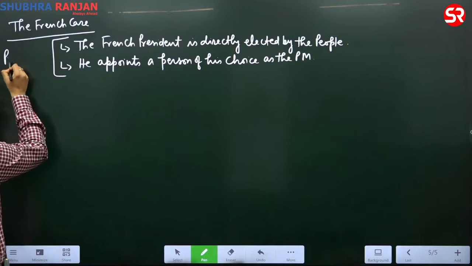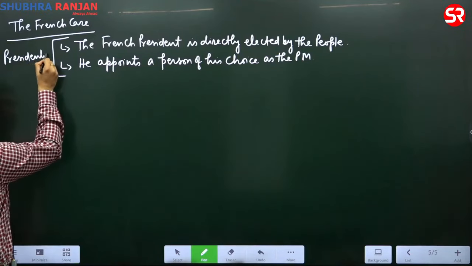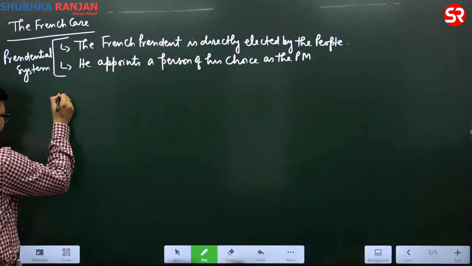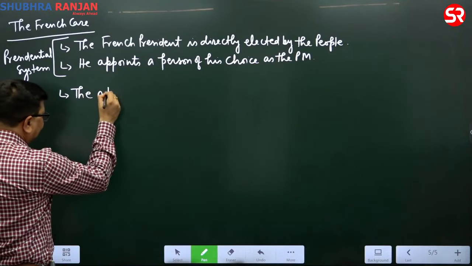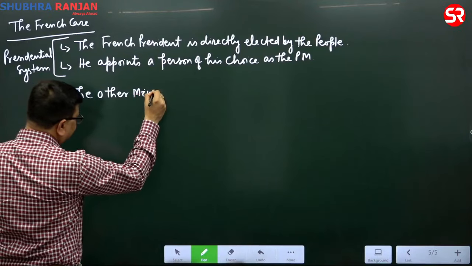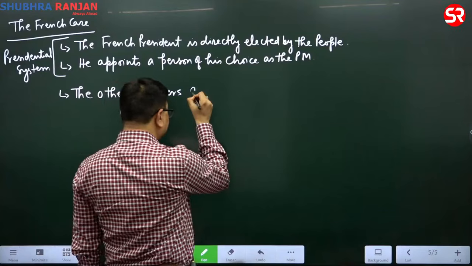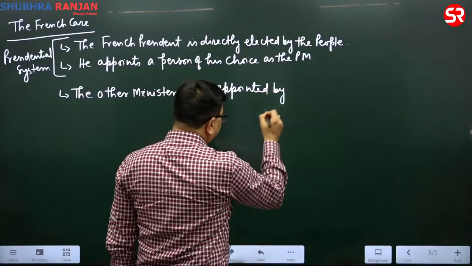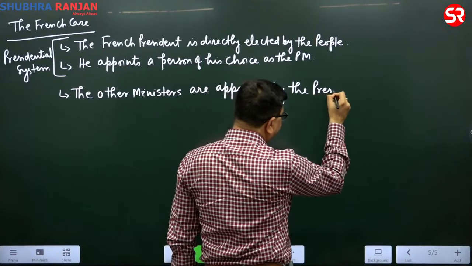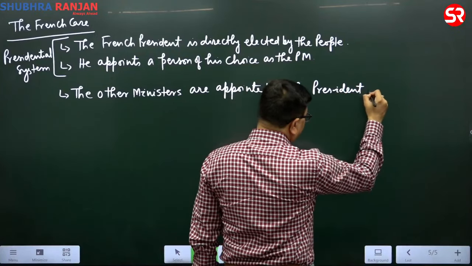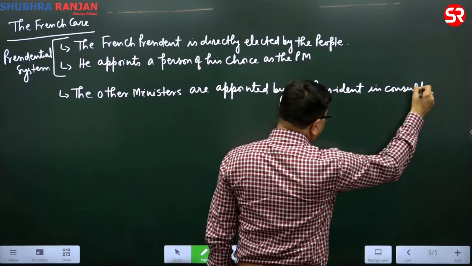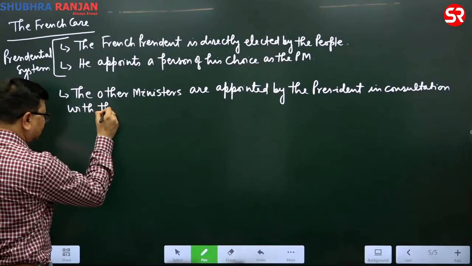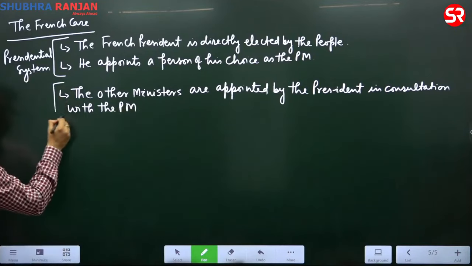These are the features of presidential system. Then the other ministers are appointed by the president in consultation with the prime minister. This is a feature of parliamentary system.